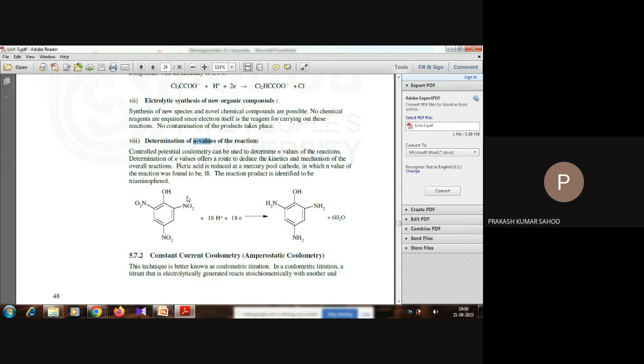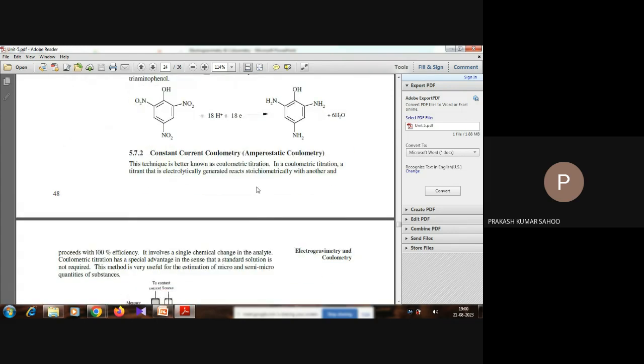When picric acid undergoes reduction with the addition of H plus, the nitro group, NO2, gets converted to NH2 amine, giving 2,4,6-triaminophenol. And here there will be 18 electrons transferred, so n can be found to be 18. So this is another application for performing coulometry.